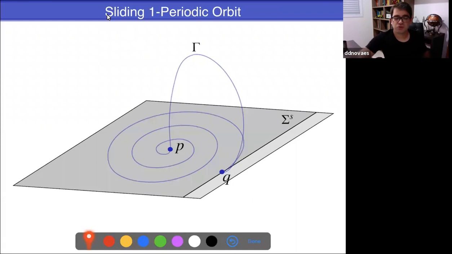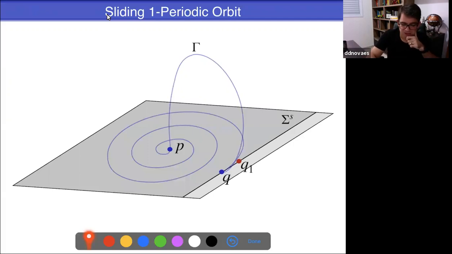Now, in order to produce versions of Shilnikov results, we need to understand what would be a periodic orbit close to a sliding Shilnikov connection, a sliding Shilnikov orbit. That's what I'm going to illustrate here. So consider a point which is sufficiently close to Q, which is the fold regular contact where the Shilnikov connection is passing through.